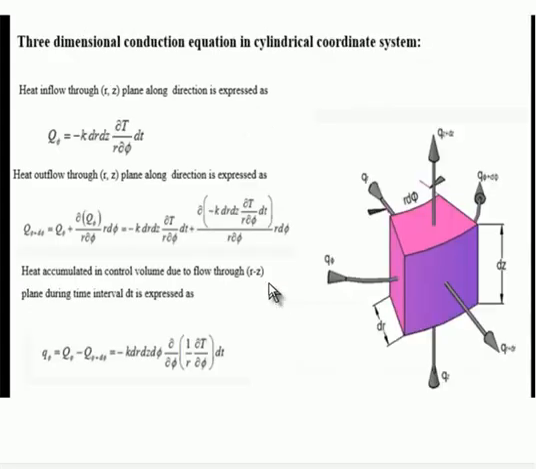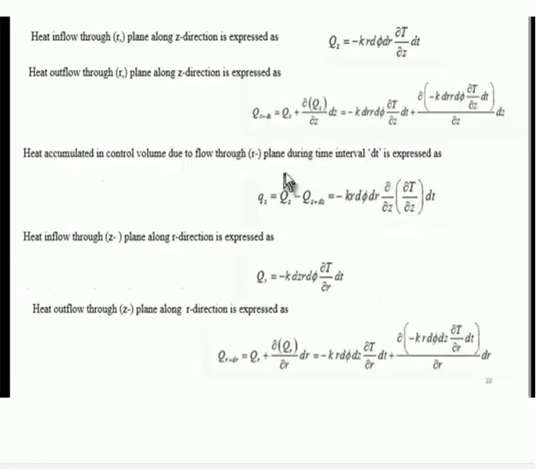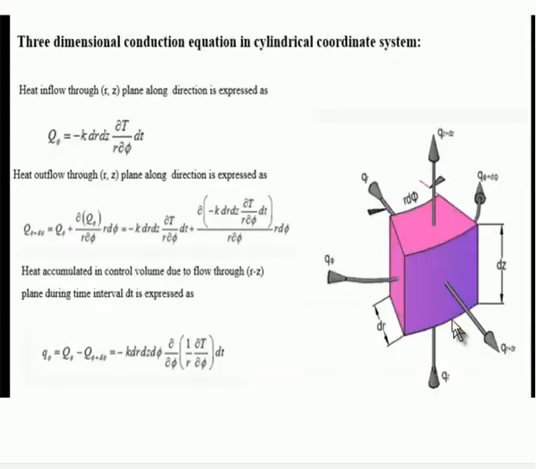Similarly, heat inflow through the z plane along the r direction is expressed as Qr. So heat is flowing in this direction along the z. Here, heat inflow through the z plane along the r direction is Qr, and here it is Qr plus dr.